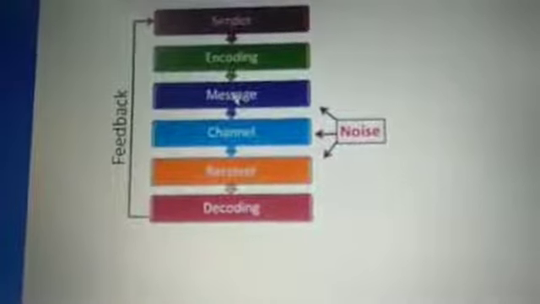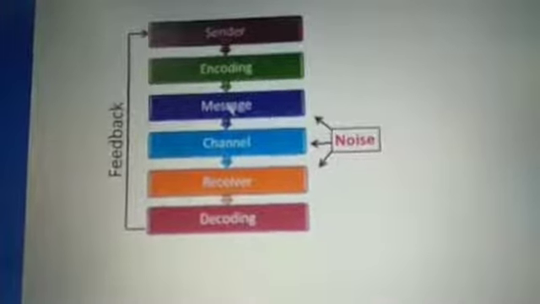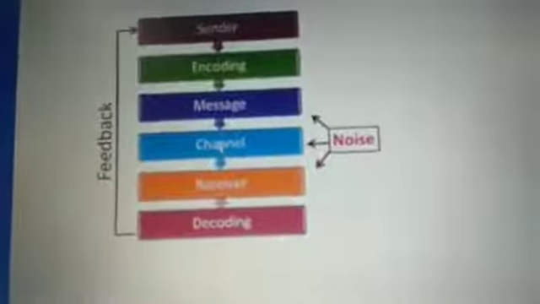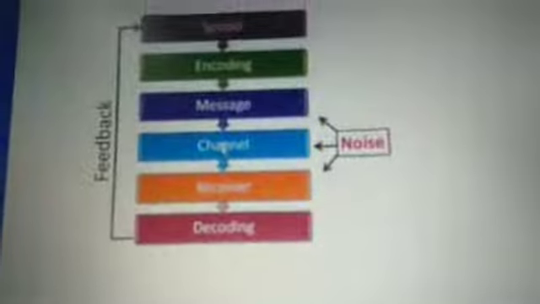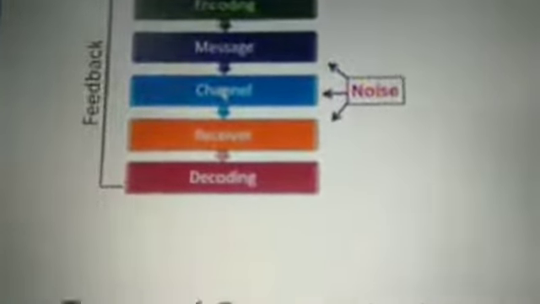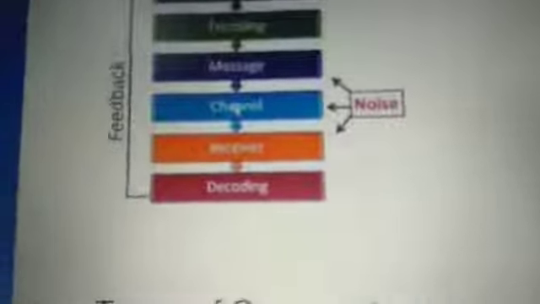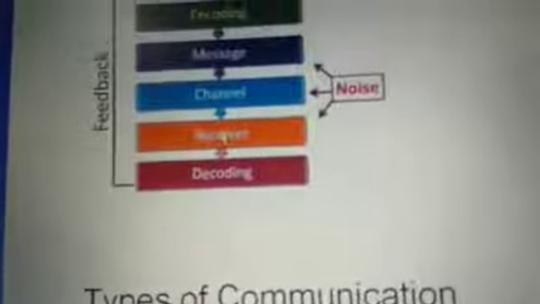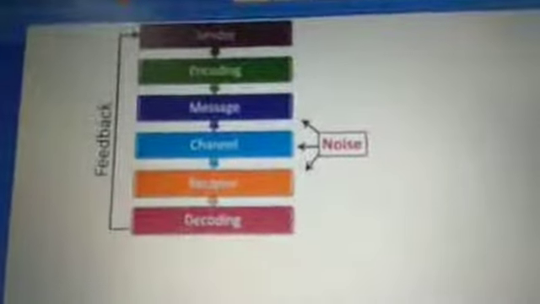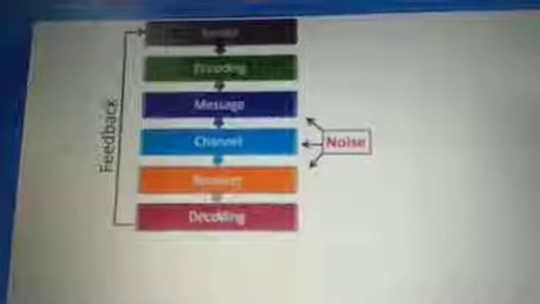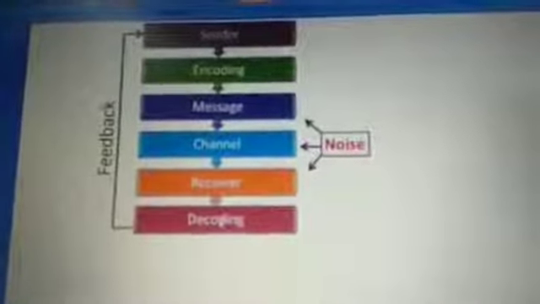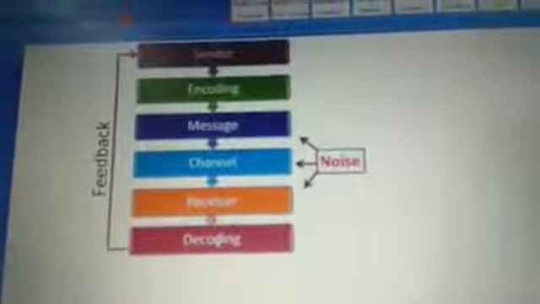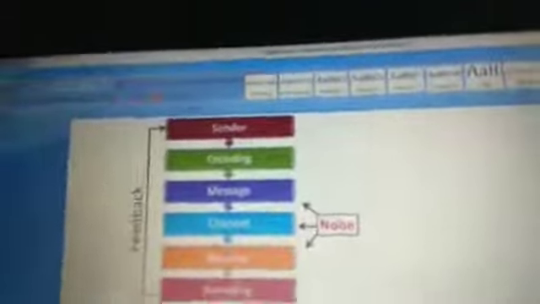When the message takes shape, the sender selects a medium or channel through which he wants his message to be sent to the receiver. Then the message reaches the receiver, and when the receiver receives the message, he starts decoding it, breaking it into simpler forms, and after that he decides to send a feedback to the sender.